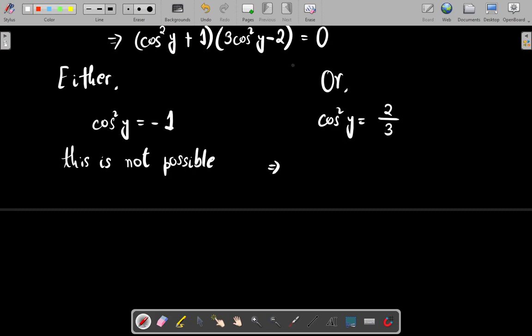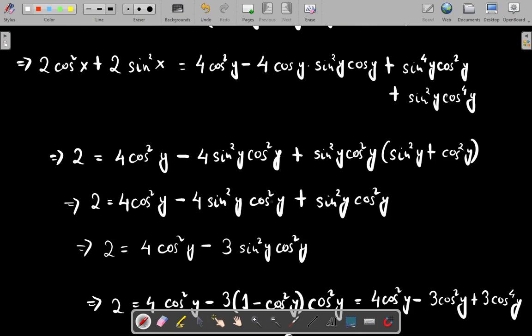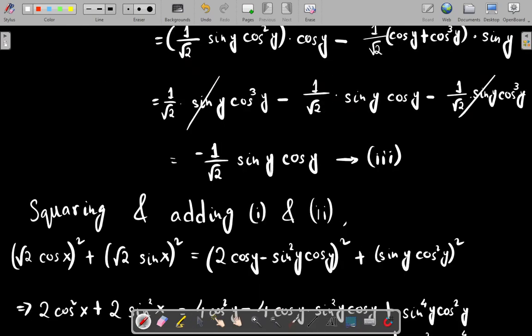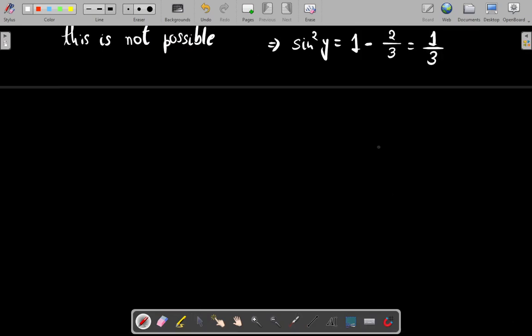So from this second factor, we get sin square y is equal to 1 minus cos square y, right? So this becomes 1 minus 2 upon 3. So this is 1 upon 3. Okay. So these are the two values we required, because in equation 3 we have sin of x minus y in terms of sin y and cos y. Okay. So we already have sin square y and cos square y.